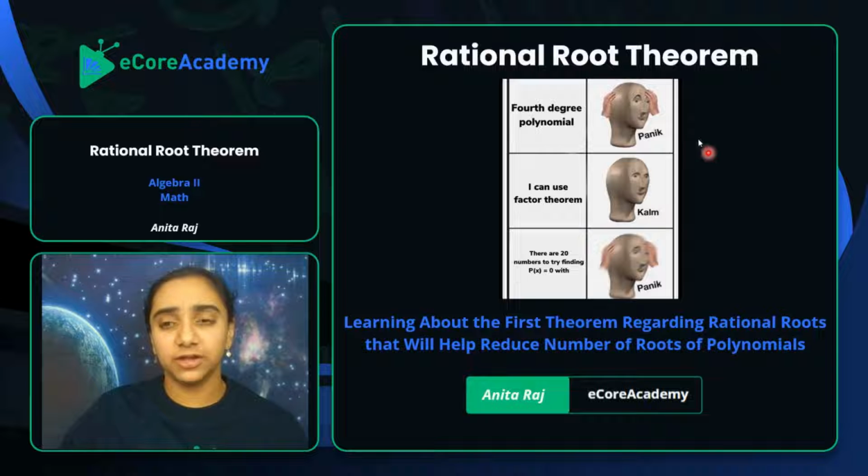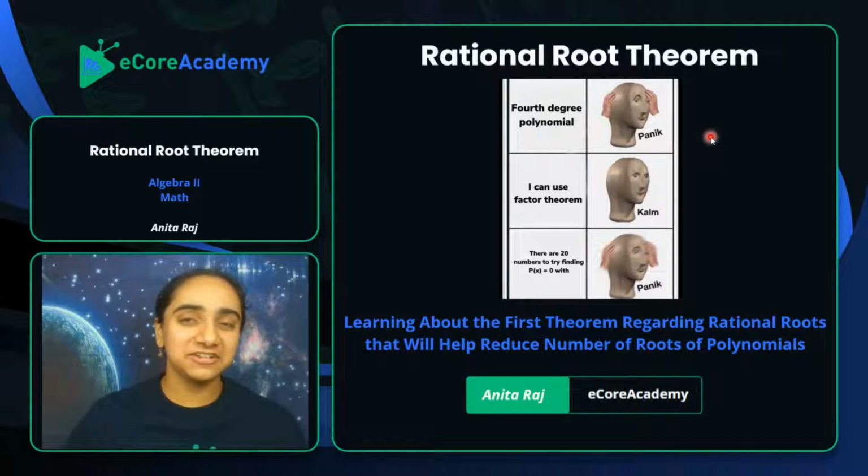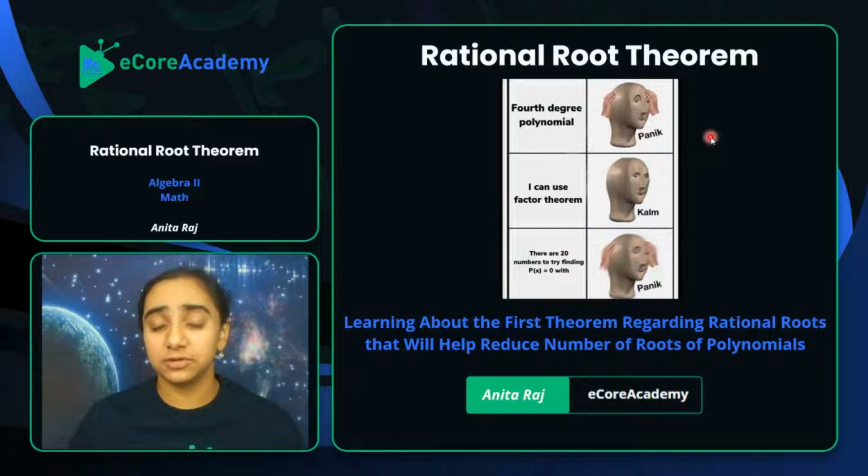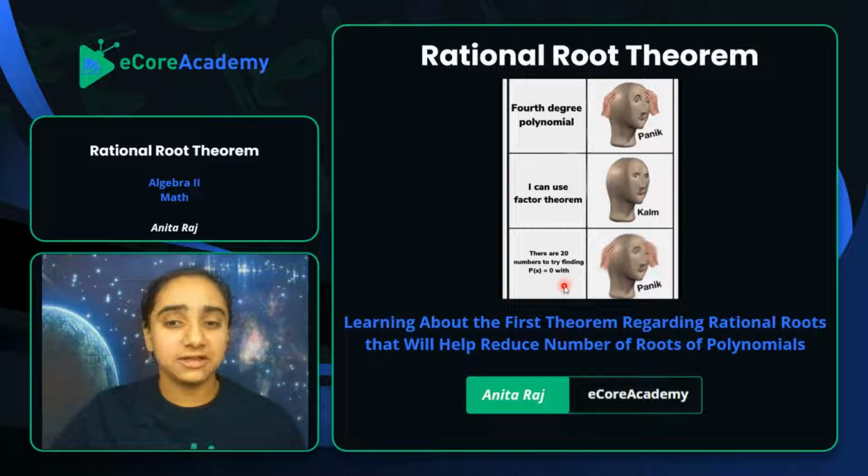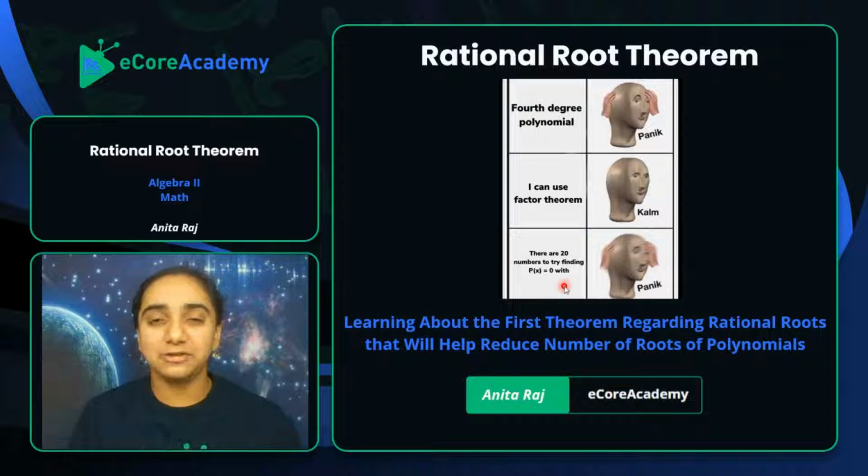So before I dive into the video, I want to show you this meme we have up here. It says fourth degree polynomial. So this is x to the fourth power as the leading term, maybe some coefficient in front of it. You're panicking because we really only know how to factor quadratics in the most comfortable way. Then you realize, I can use the factor theorem, the rational root theorem, and you're more calm. Then you realize that there are 20 different numbers using this p of x equals 0, where p of x is the polynomial. When you set the polynomial equal to 0, you realize there are so many possible roots that belong to this polynomial, and you begin to panic again.